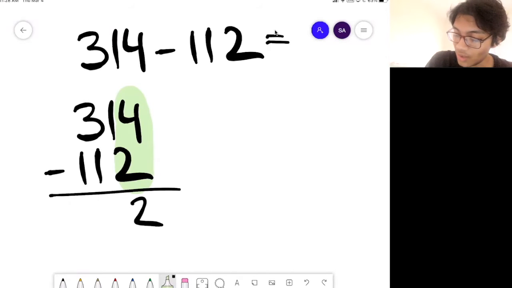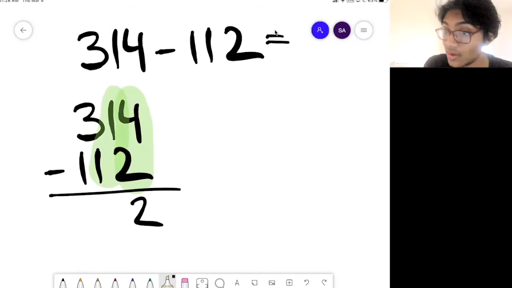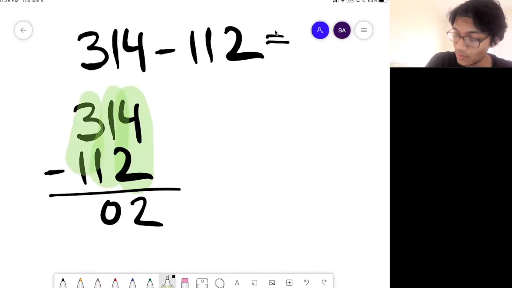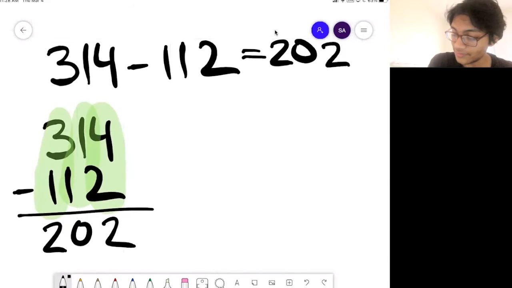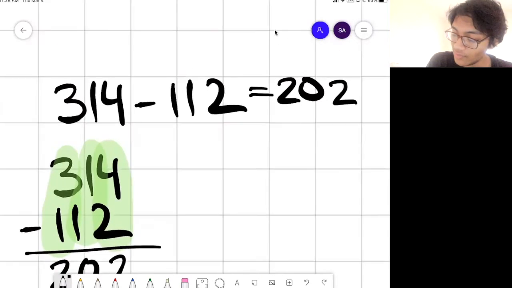Next column, 1 minus 1. Hopefully you know by now. 1 minus 1 is 0. Next column, 3 minus 1. 3 minus 1, that's going to be 2. So 314 minus 112, that's going to be 202. 202. Okay, let's do some more.